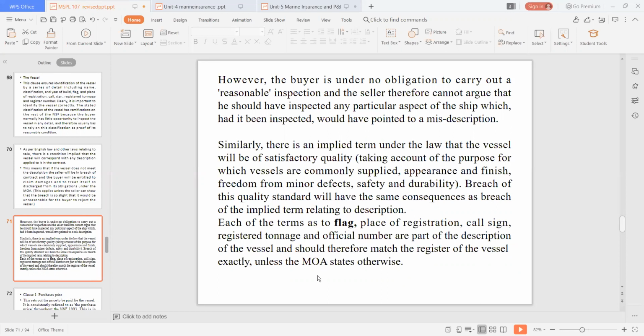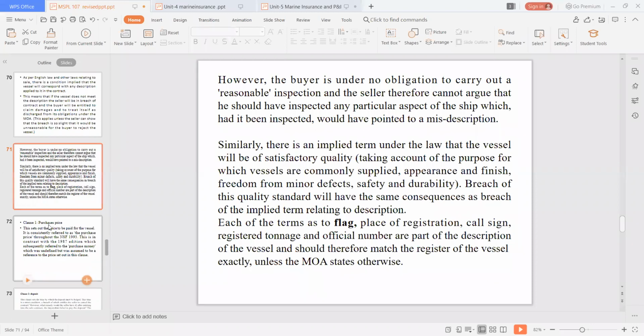I already told you about that. The description of the vessel should carry the flag, place of registration, call sign, everything. So always remember that. That becomes standard documents for you, and it should therefore match the register of the vessel exactly, unless the MOA states otherwise. So these are the things that should be mandatory. Tonnage registration also. Yeah.